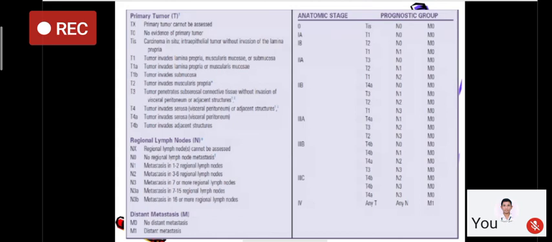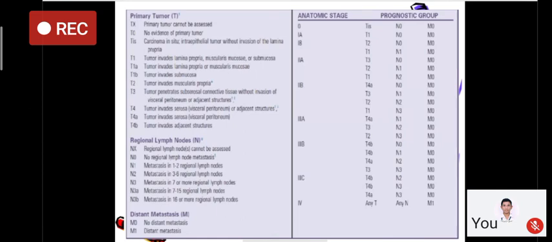What is the importance of staging? We have discussed it so many times. We want to stage the disease so that we know what is the best treatment for this patient and what is the prognosis of this patient, so that we can tell the patient what is going to happen, and we have various treatment options at various stages. So we know how extensive the disease is.